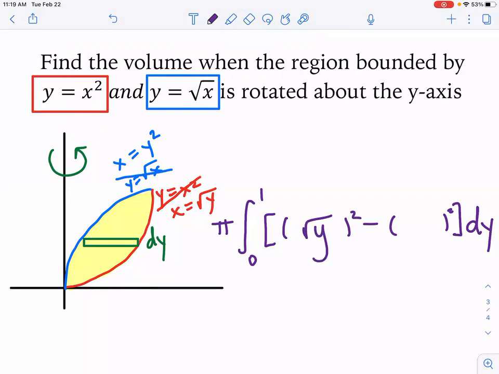What's our inner radius? Okay, find that for me.